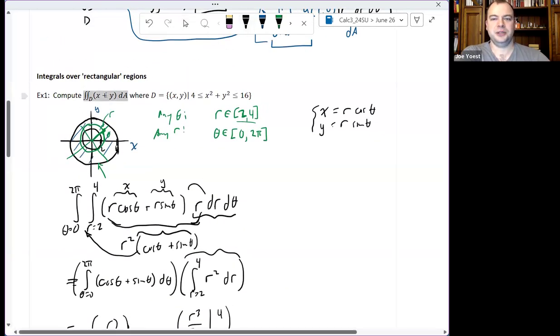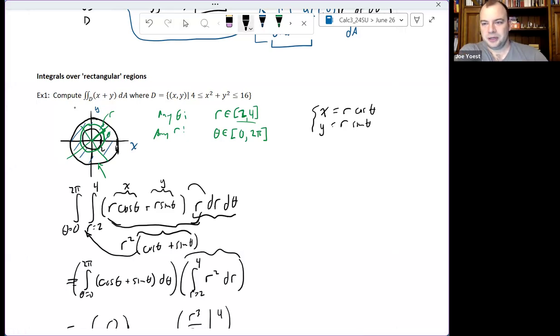Does it make sense that this should zero out? So let's consider this region here. It has this nice circular symmetry to it. And what are we integrating? We're integrating x plus y.